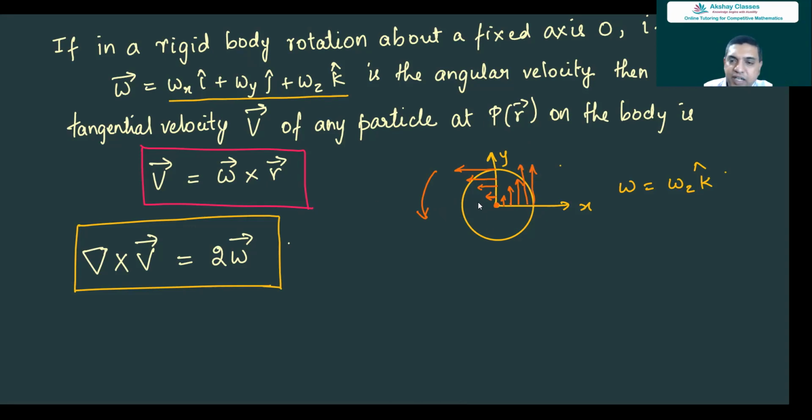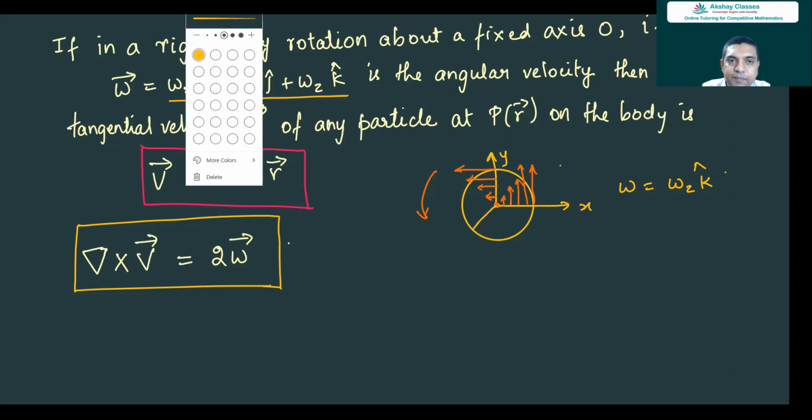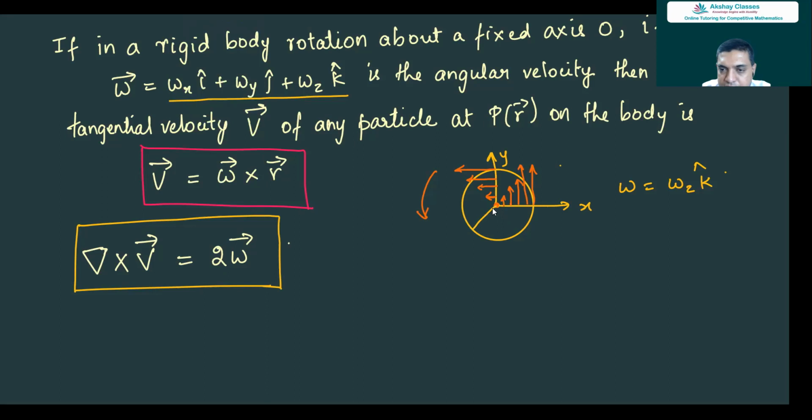Then along any other inclined line, the tangential velocity vectors will be like this. So this is the vector field. We are just drawing along 3 lines, but at every point on this circular disk, you can draw a tangential velocity vector.